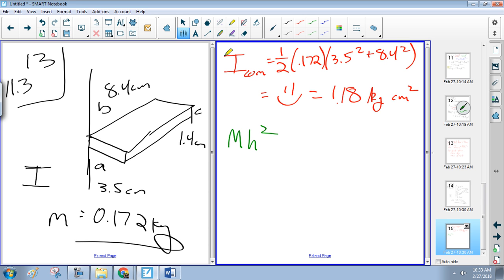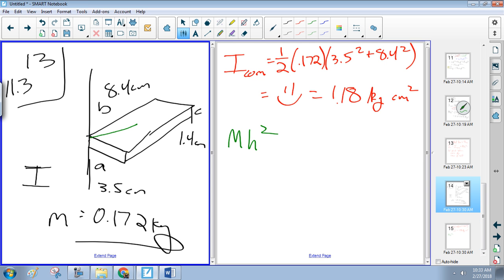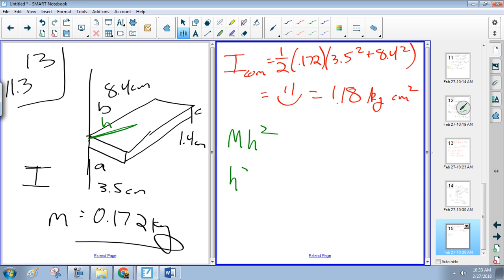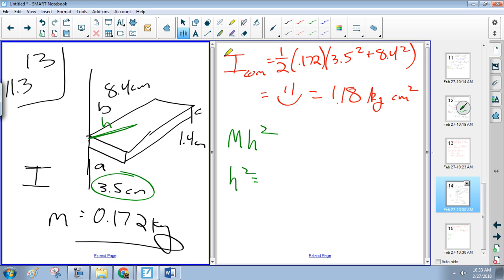All right, so then the other thing we need to do is figure out what mh squared is. So, h is the distance from my center of mass, right? So you just do Pythagorean theorem. That gives you your h. So h squared ought to be half of a squared plus half of b squared, right? Because you've got this little triangle here.